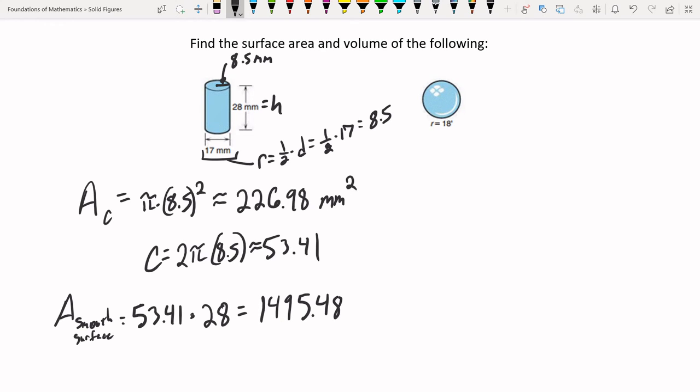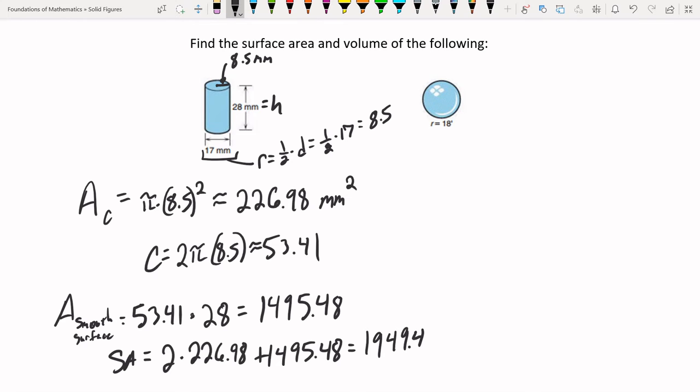1495.48. And now the surface area is going to be the areas of the circles, there's just two of them, plus the smooth surface side of the cylinder. And I'm getting 1949.44. All right, there's the surface area of the cylinder.